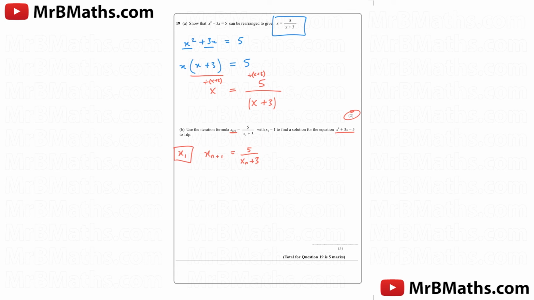So wherever I see, let me just write this in a different colour, try and make it really obvious. Wherever I see x_n, I put in x_0. So in order for me to get x_1, that's going to be x_0 plus 1. So x_0 plus 1, that's going to give me x_1, equals 5 over x_0 plus 3. So that happens to be, like it says here, x_0 is 1. So then I have x_1 equals 5 over 1 plus 3. So x_1 is 5 over 4. So x_1 is 1.25.